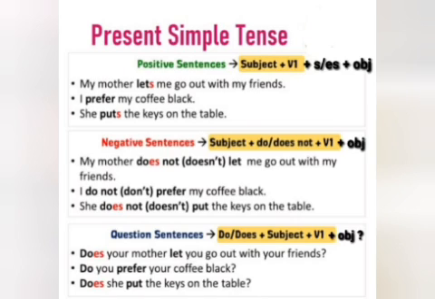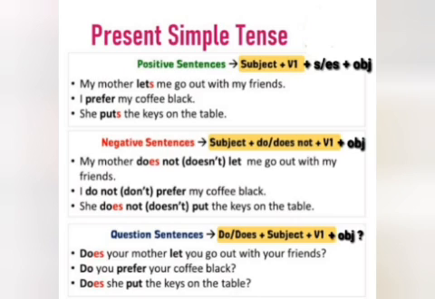Now take a positive sentence like my mother lets me go out with my friends. So here in this sentence, my mother is what? Your subject. Yes, lets is the verb. Lets what? Me go out with my friends, that's your object. Take another example, I prefer my black coffee. So I is the subject, prefer is the verb. Prefer what? My black coffee, that's your object.